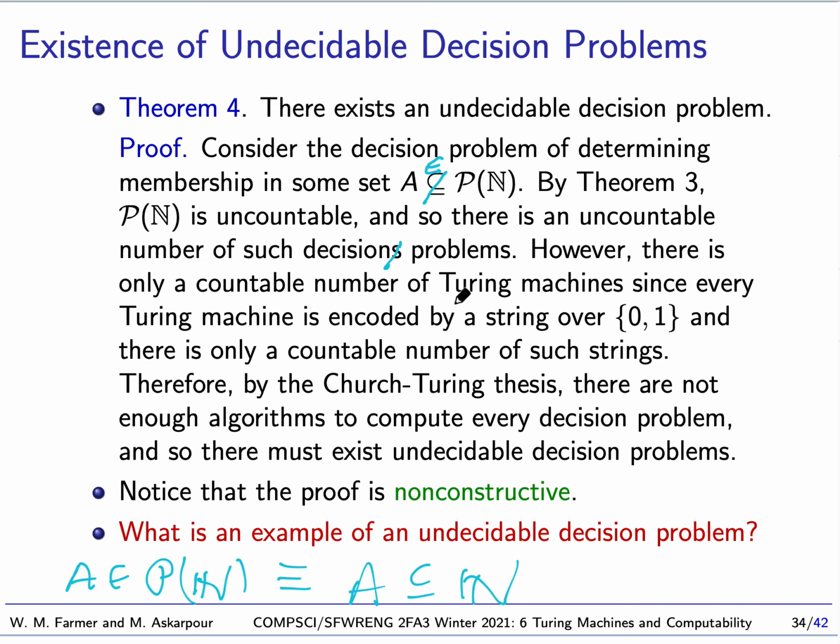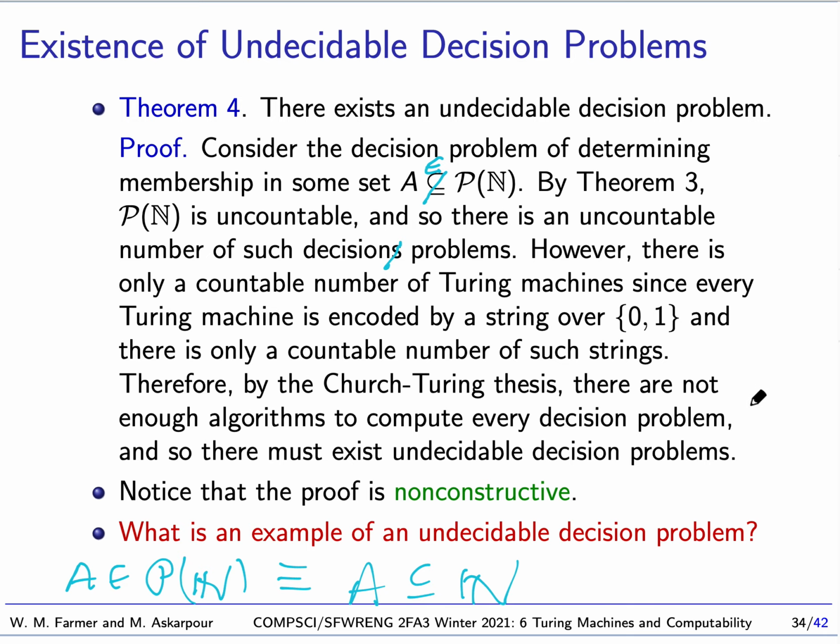However, there's only a countable number of Turing machines. This is because with Turing machines, we always have a finite input alphabet, a finite tape alphabet, and a finite number of transitions in a transition function. So there's only a countable number. Another way of seeing that is that we can encode every Turing machine by a string of zeros and ones. We will see that in just a moment. And we know that the number of strings of zeros and ones is countable.